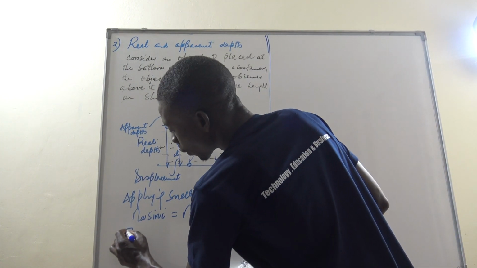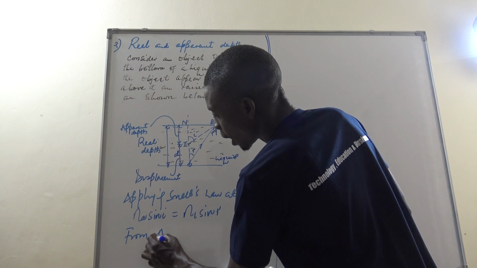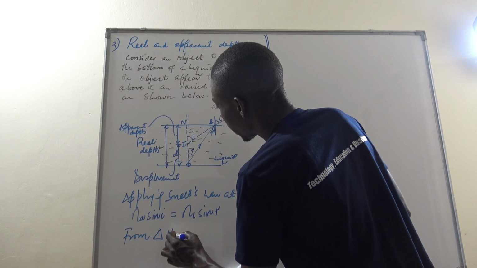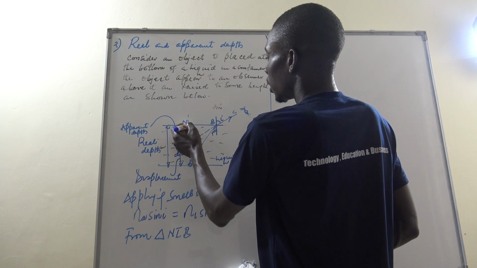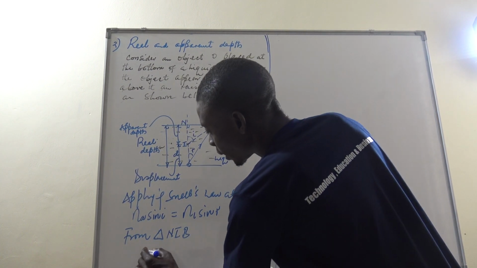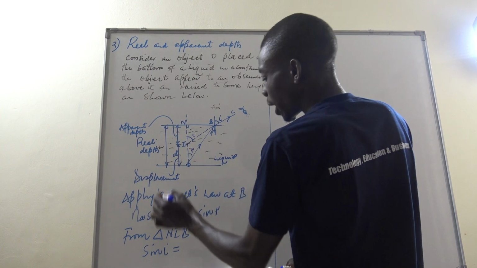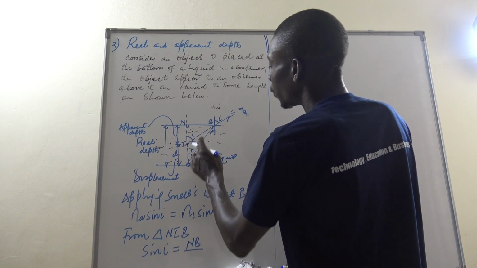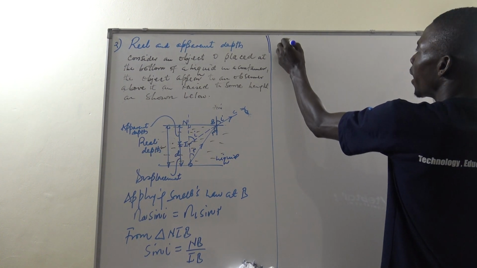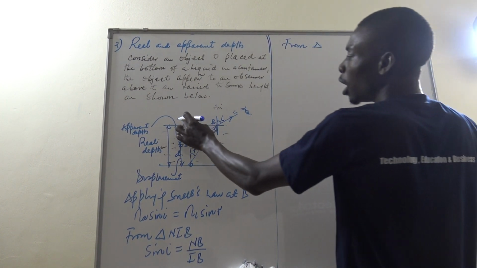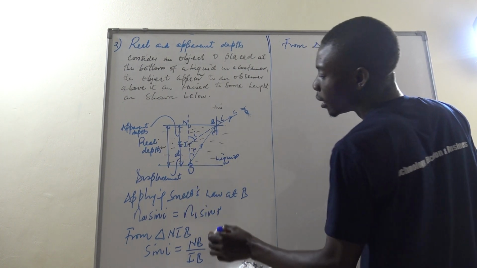And then I'll say from my triangle NIB, this one here, right angled at that point, what is very true is that sine of I will be the opposite of this angle over the hypotenuse, which is IB. And then similarly, from my triangle NO, that is if I'm looking at this point being O, this is my object.